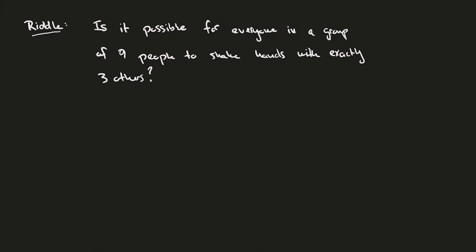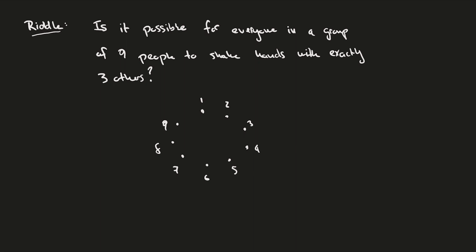I'll conclude today with the following riddle. It asks whether it's possible for everyone in a group of 9 people to shake hands with exactly 3 other people in that group. We can model the situation by representing each of the people as a vertex in a graph. And then we could draw an edge between any 2 of the vertices that have shaken hands.